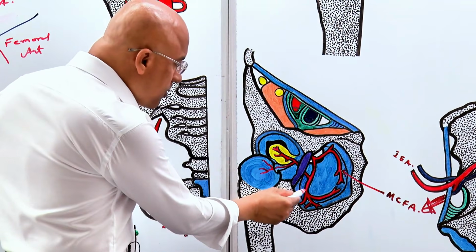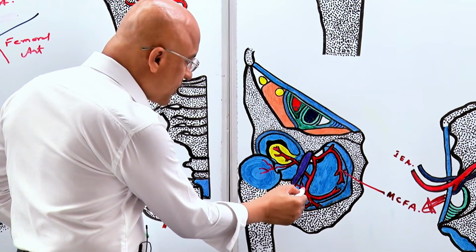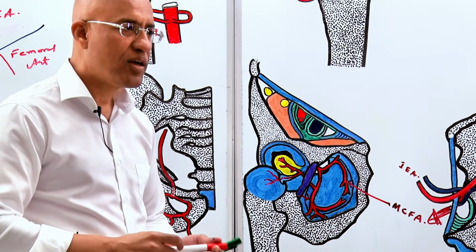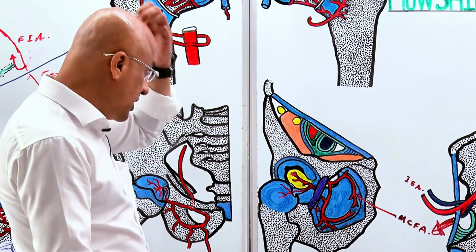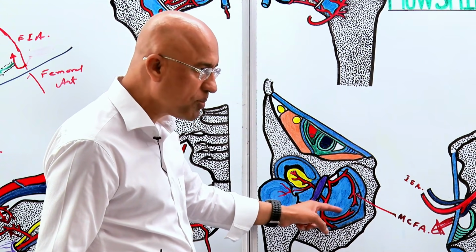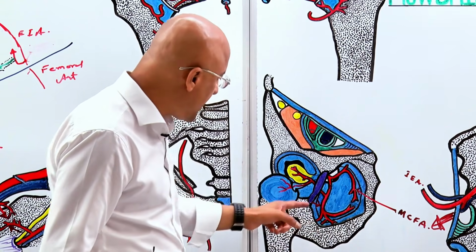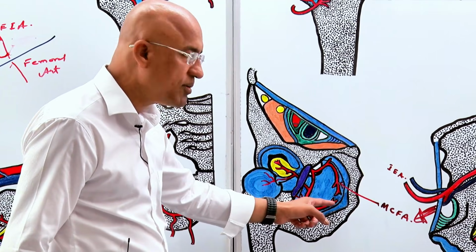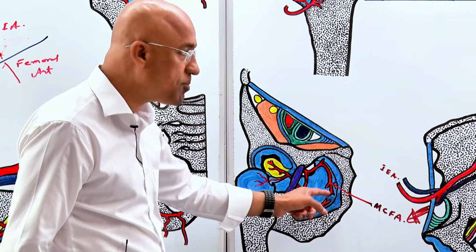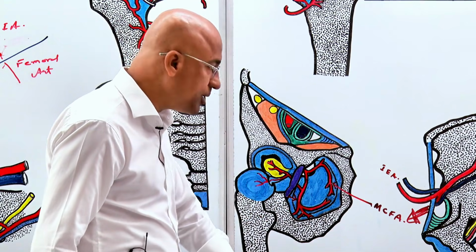And the posterior branch also makes an anastomosis with the inferior gluteal artery. These are very important. So what I can say is, the anterior branch makes two anastomoses, one with the posterior branch, and second with the medial circumflex femoral artery. And the posterior branch makes anastomosis with the anterior branch and also with the inferior gluteal artery.